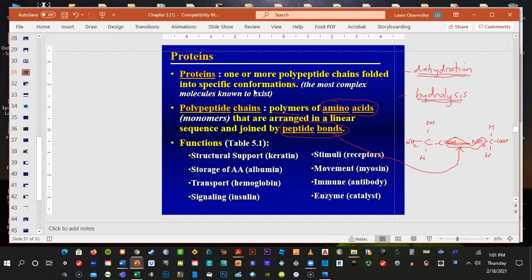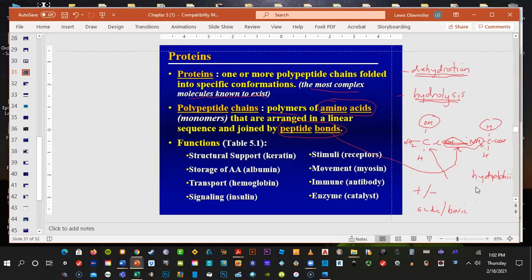All right. So proteins are the most complex molecules known to exist to man. And the reason is because we have all these different functional groups, and we have the carbon that can make four bonds. So these functional groups can have different properties. They could be positive, they could be negative, they could be acidic, they could be basic, they could be hydrophobic, they could be hydrophilic.